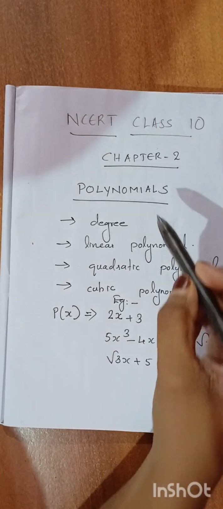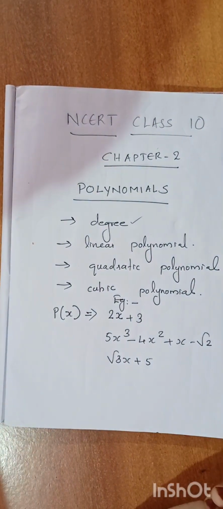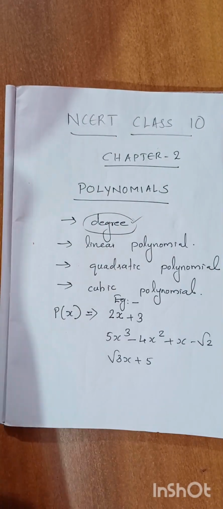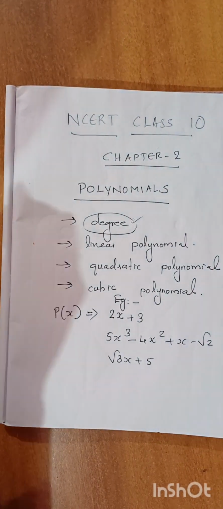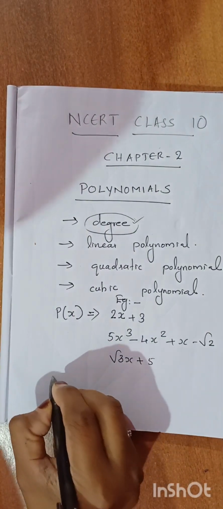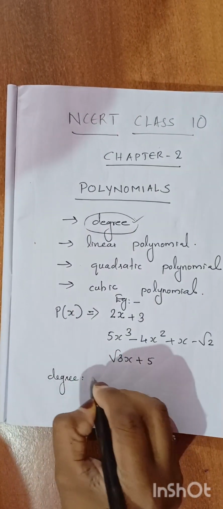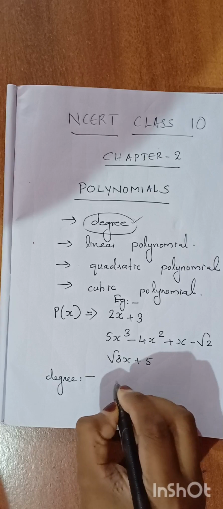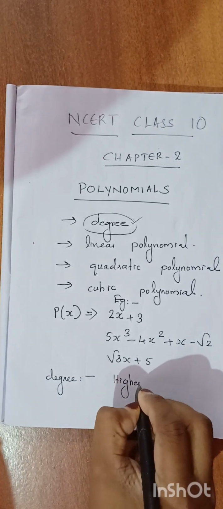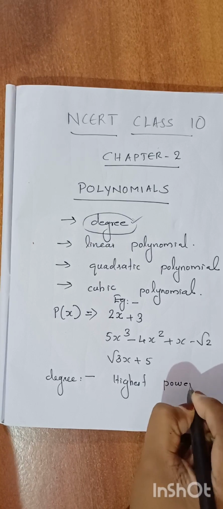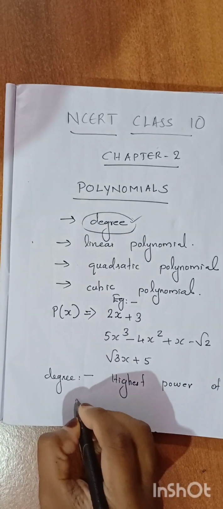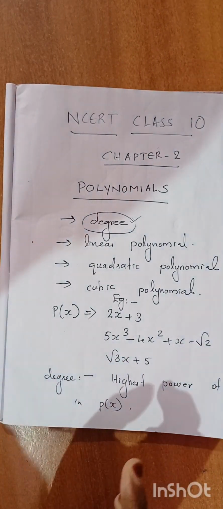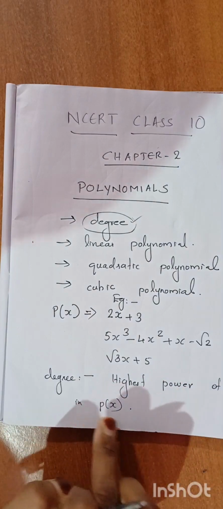And here the first term you have to study is the degree of the polynomial. Okay, what is the meaning of the degree of the polynomial? Here we can write the definition for degree as the highest power of x in the given polynomial p of x. We call the degree of the polynomial the highest power of x in the p of x.